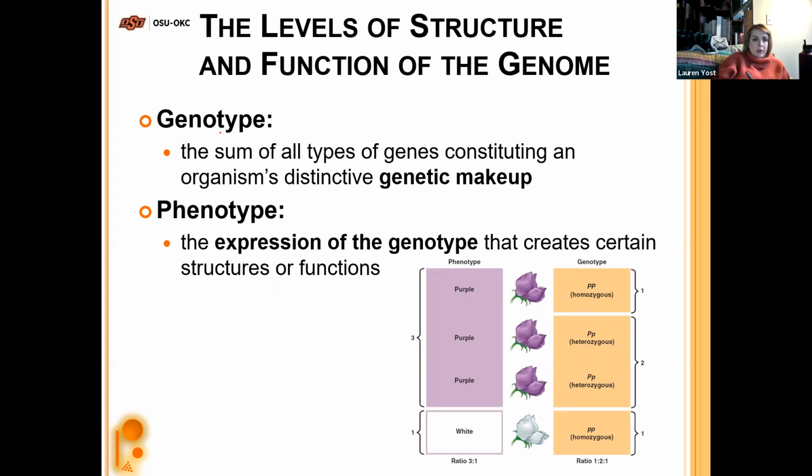So we can break this down now. We can start talking about genotypes and phenotypes. The genotype is the sum of all types of genes constituting an organism's distinctive genetic makeup, okay? You could carry a gene for type A blood, maybe from your mother, and at the same time you could carry a gene for type O blood that you got from your father, but you would express the A. We would see the A, right? Okay, so you could have both going on there.